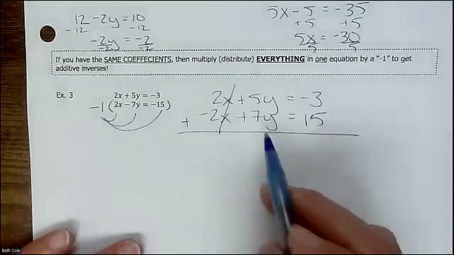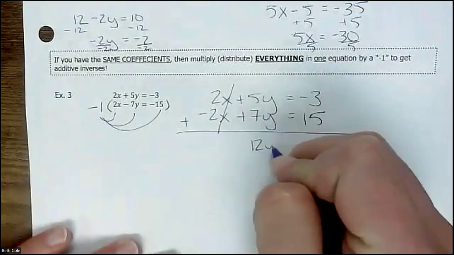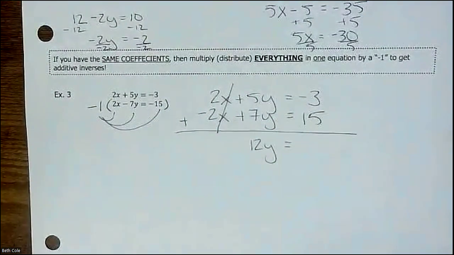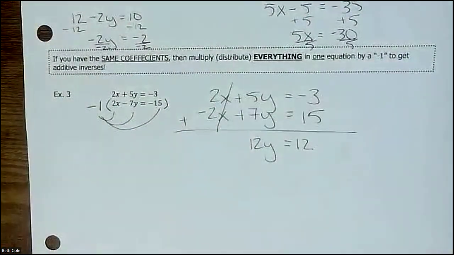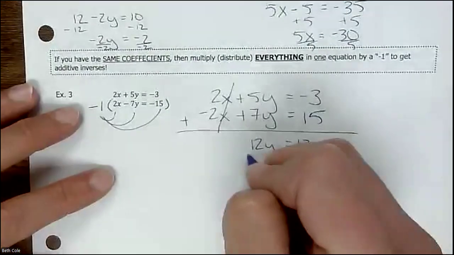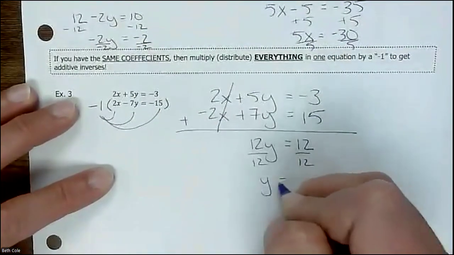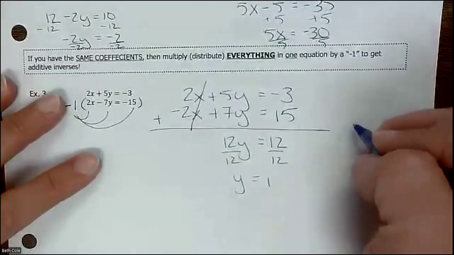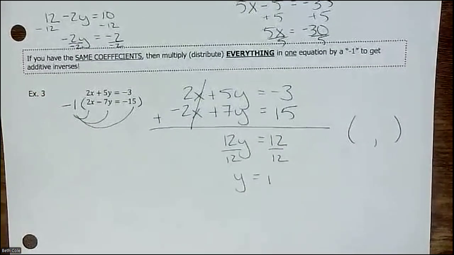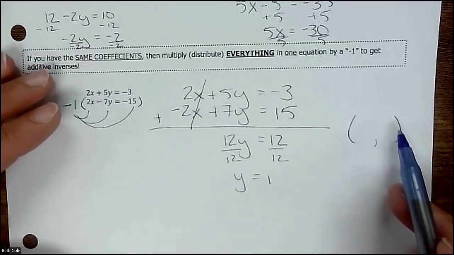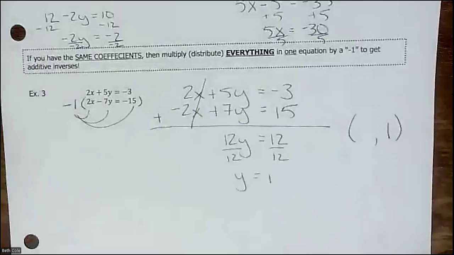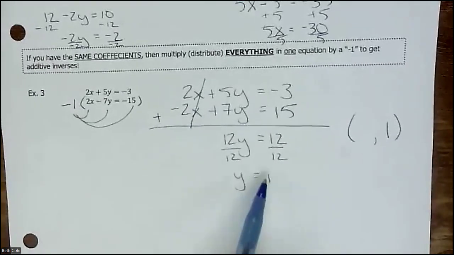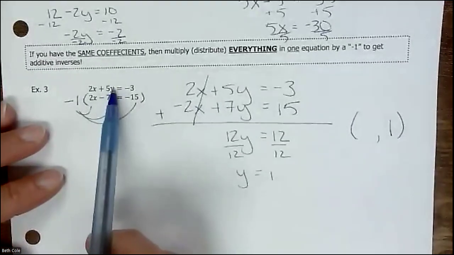All right, add them together. What do we get? 5y plus 7y, 12y equals 12. Good. And so, good, y equals 1. I love that. The answer just sort of falls into your lap. All right, now your answer has to be something, comma, something. What are we going to do next? Put the 1 to the right. That's the y value. And then you're going to take 1, plug it back in for y.